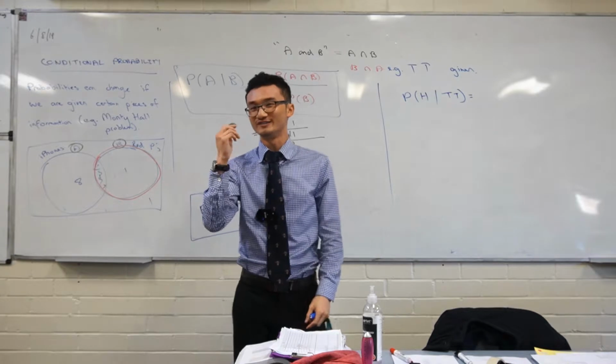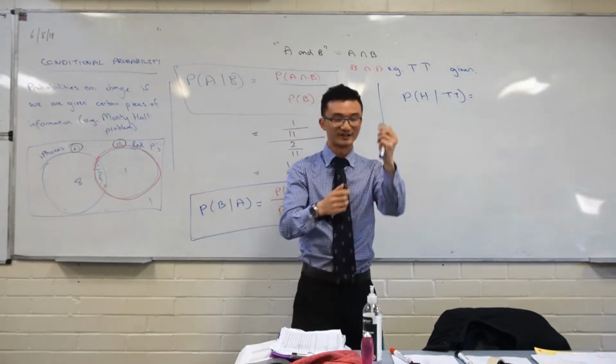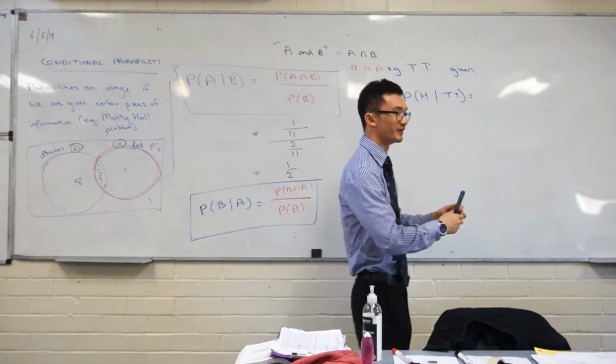And that's because a coin has no memory. A coin doesn't remember what the previous results were. It only knows that it's got two sides. So in this situation, we expect our answer to be half.